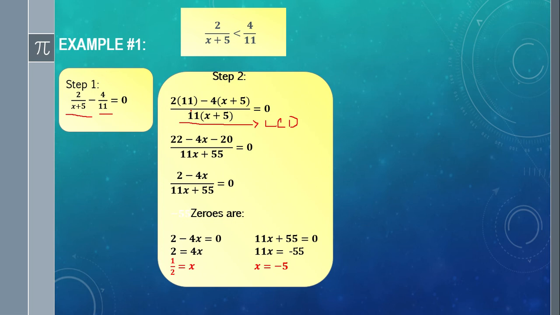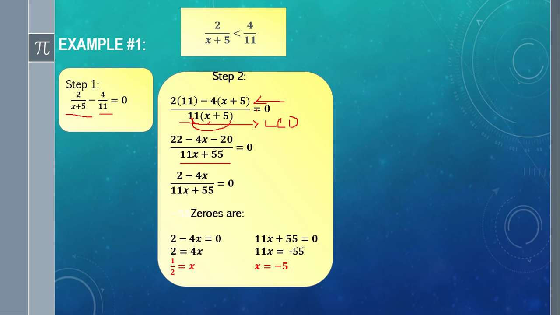Before doing that, I can also distribute 11 to x and 11 to 5. So as you can see here below, it is now 11x plus 55 on our denominator. And after that, we apply the step, okay? So how do we get the numerator value?